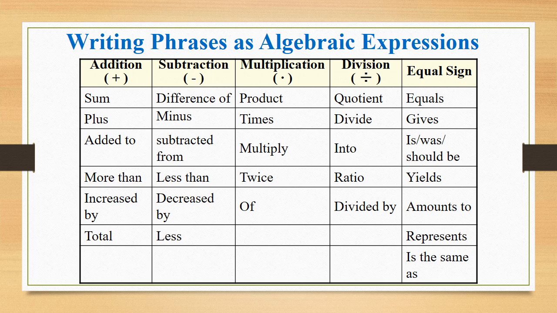Next we have division: quotient, divide, into, ratio, divided by. And then the equal sign. So when do I know to use an equal sign? Equals, gives, is, was, should be, yields, amounts to, represents, is the same as. Do any of these words surprise you to mean things mathematically? Yields, to result in, to produce. Yields is a way of saying produce. Do they kind of make sense to be math related? A little bit, hopefully.